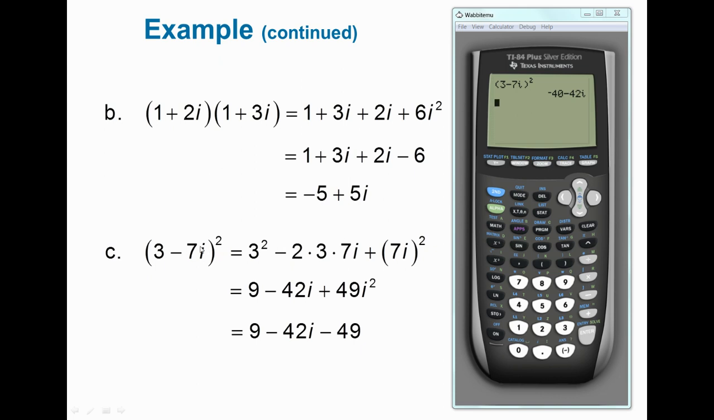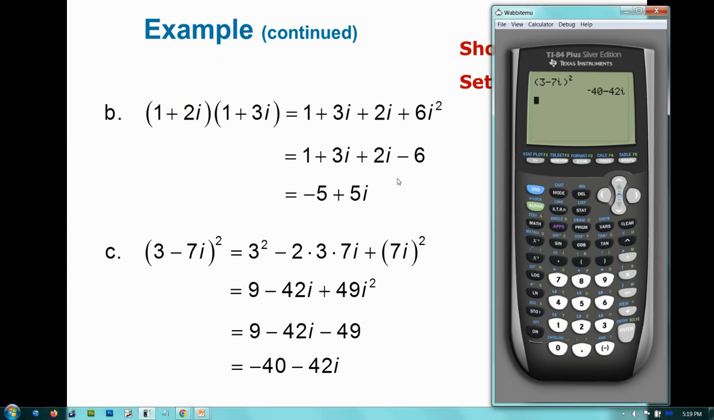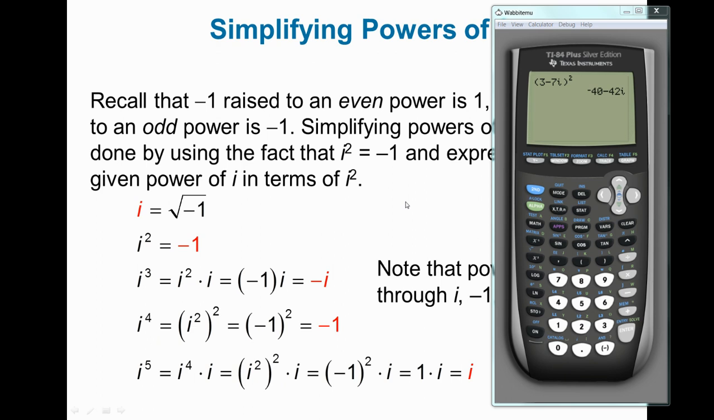All right, what we're doing is we're multiplying this by itself by FOIL. And don't forget that i squared is -1, so 49 times i squared is a -49, combining your constants. Calculator had this done about 10 minutes ago. All right, that gives -40 minus 42i. The calculator did it for me, Mr. Calculator. Such a good friend.